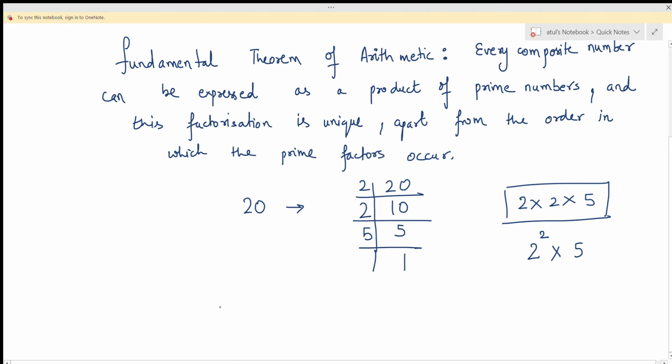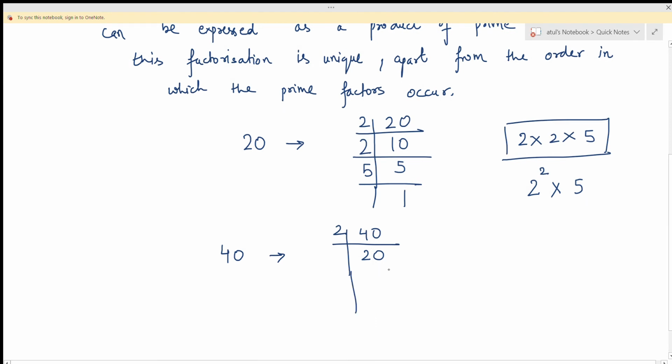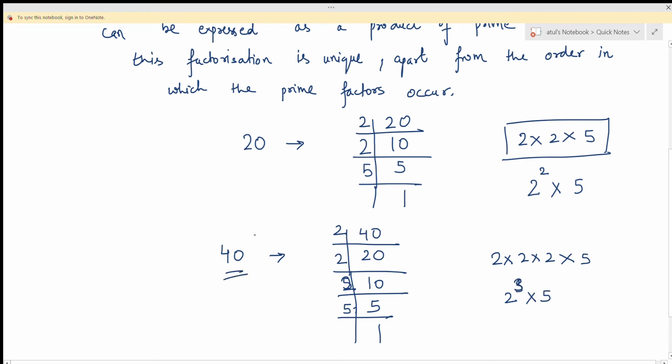Let us take 40 as an example. Prime factors of 40: if you divide 40 by 2, you will get 20, and then again you divide it by 2, it will be 10, then 2 again, so 5, 5, 1. So what are the prime factors coming? 2 into 2 into 2 into 5. So I can write it as 2 raised to 3 into 5. So this combination is unique for 40. It's different from 20.